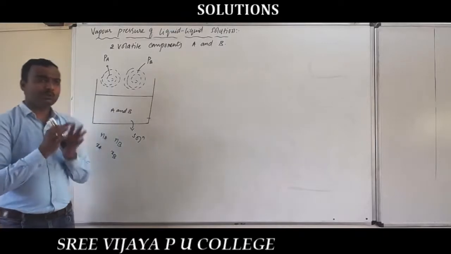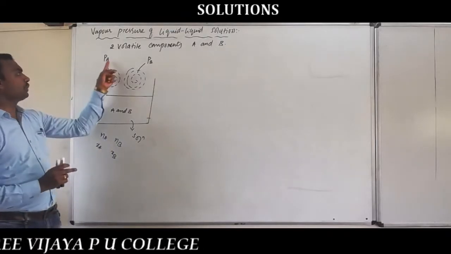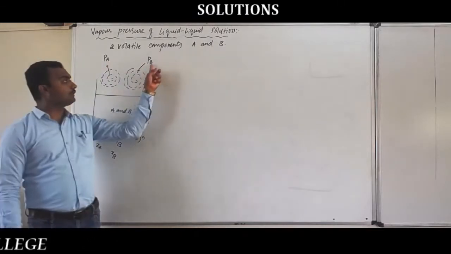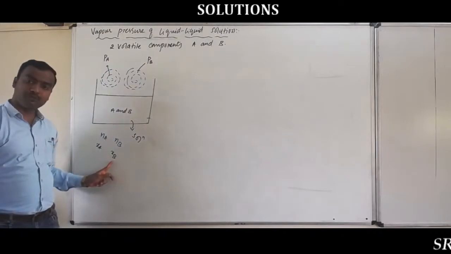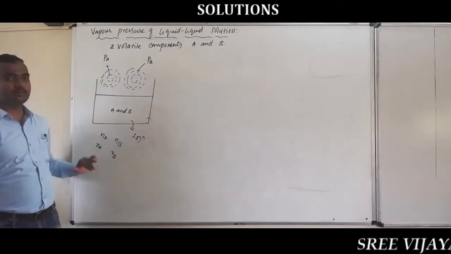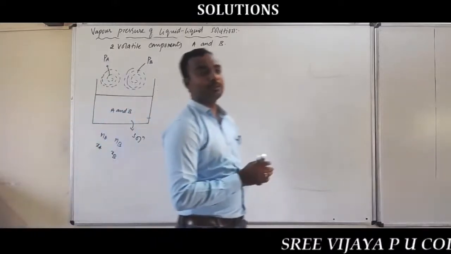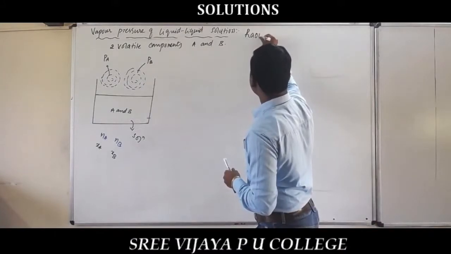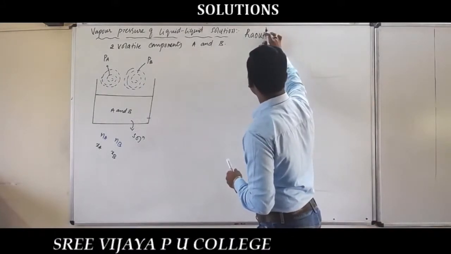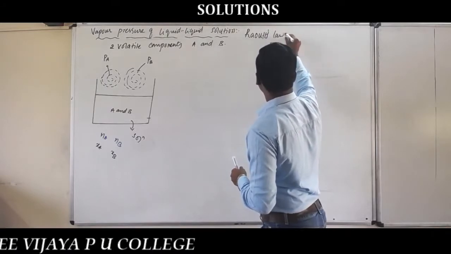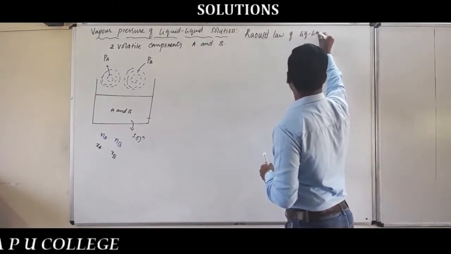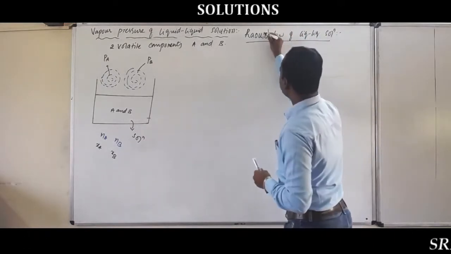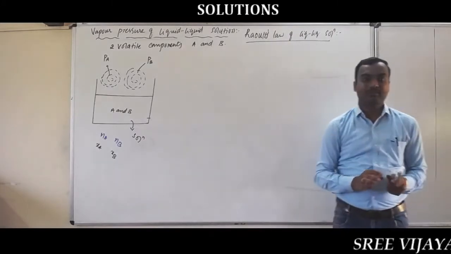So here we have to relate two terms: the partial vapor pressure of component A with the mole fraction of component A, and the partial vapor pressure of component B with the mole fraction of component B. The quantitative relationship between these two terms is given by one of the important laws. That law is called Raoult's law of liquid-liquid solution. A very important question for 2 marks is: state Raoult's law of liquid solution.